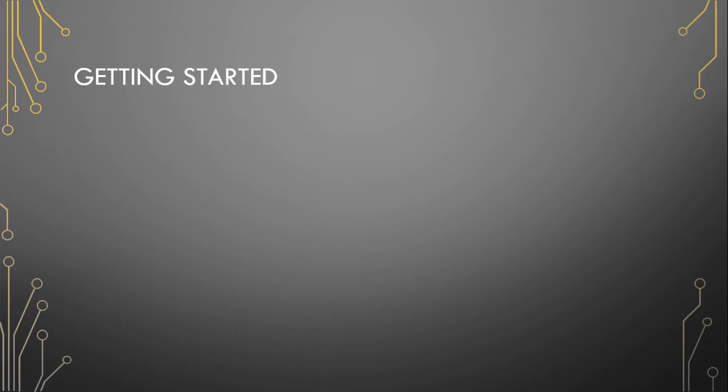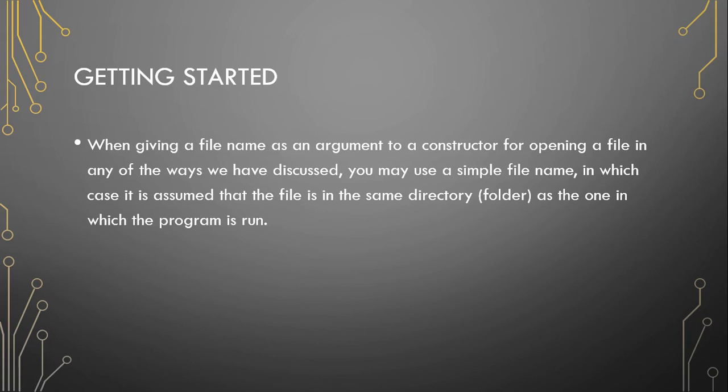So getting started with our multifaceted lesson today, let's just cap off file names. When you're giving a file name as an argument to a constructor for opening a file in any of the ways that we've discussed, whether you're using the Scanner class or the BufferedReader, you may use a simple file name, which is assumed to be in the same directory or folder as the program, which is typically what we've done so far. Now, we can also use what's known as a full or a relative path name, such as C:\Program Files\... that would be a full path name.